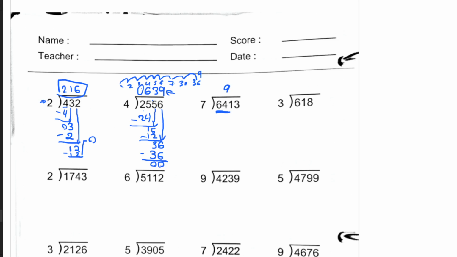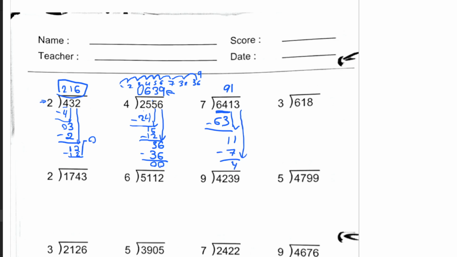Okay, so we go 9, we get 63 here. We subtract this, and we're going to end up with a 1. You bring this 1 down, you get 11. Now 7, can it go into 11? Yes, it can, but only one time. So we do minus 7, and we end up with 4. Now 7 can't go into 4, which is a good thing.